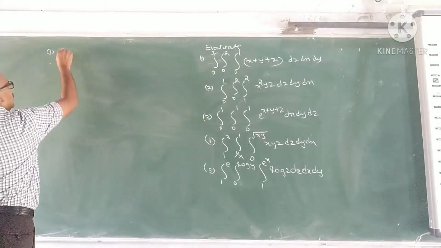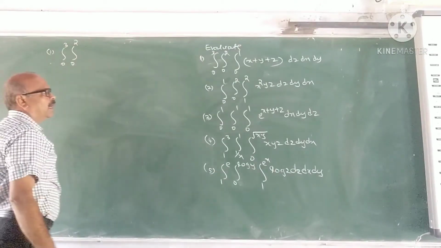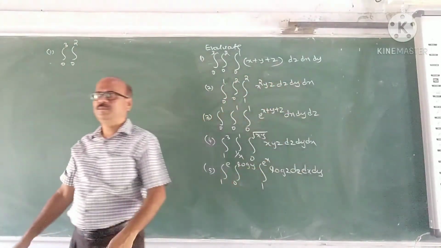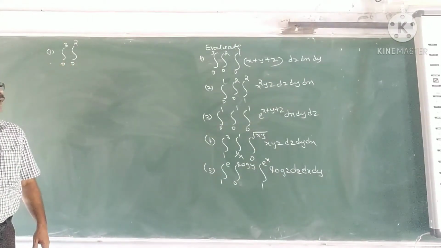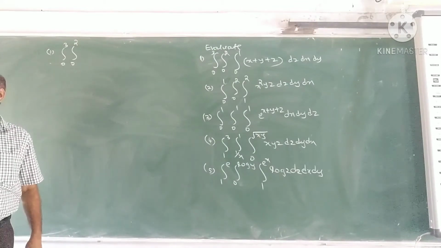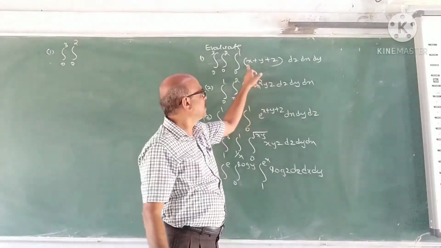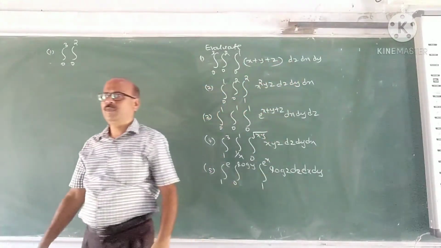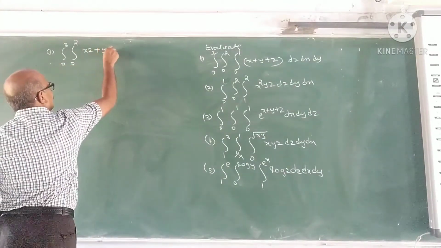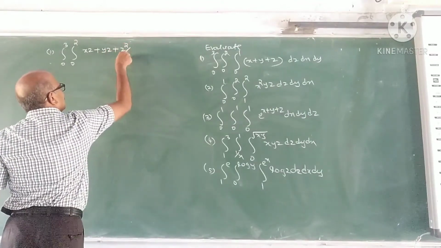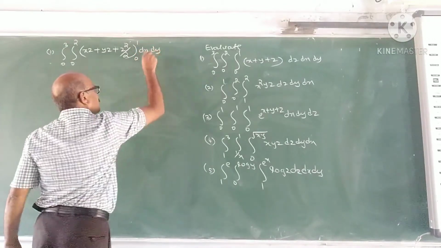First one, 0 to 3, 0 to 2. How to integrate with respect to z? While integrating with respect to z, this x and y are constants. x dz, y dz. What is the integration of x dz? x z. y dz, y z. z, this, z square by 2, limit is 0 to 1, dx, dy.